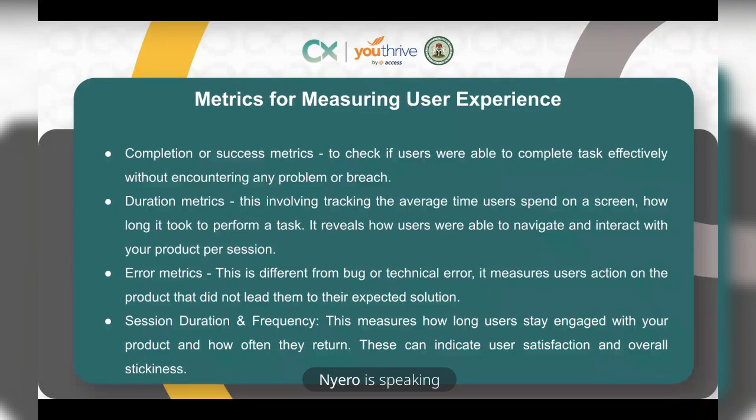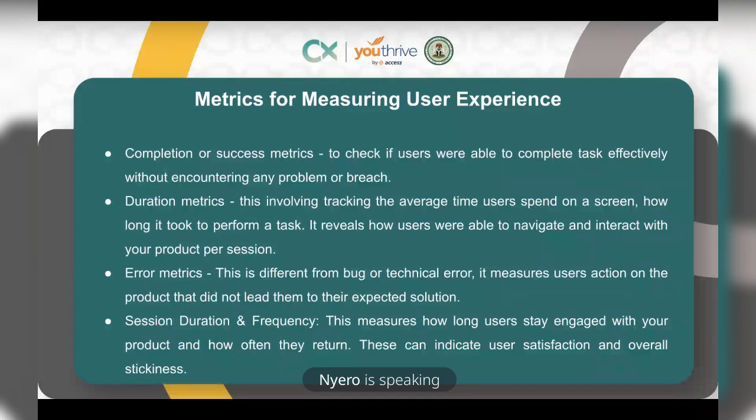Do you talk to the users and ask them why? Or do you run an experiment? Do you do an A/B experiment, making one session shorter than the other? But just being able to see the analytics back end will help you understand what the next steps are to take. And so duration metrics reveal how users navigate and interact with your product per session.